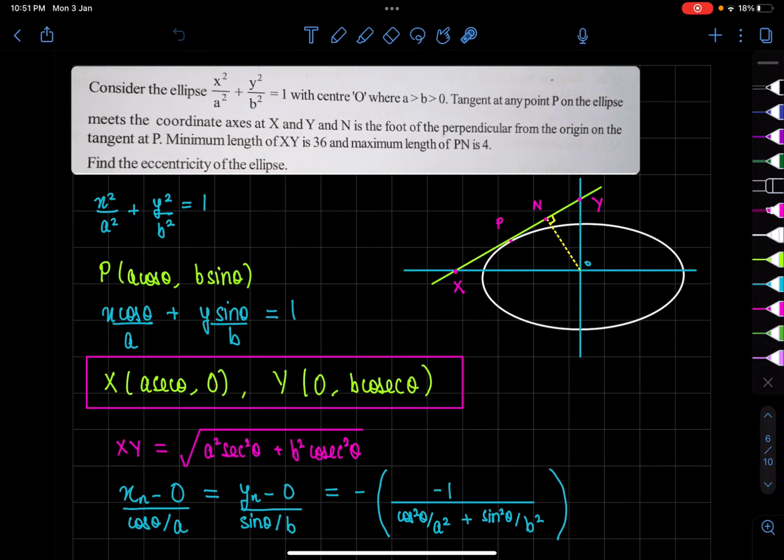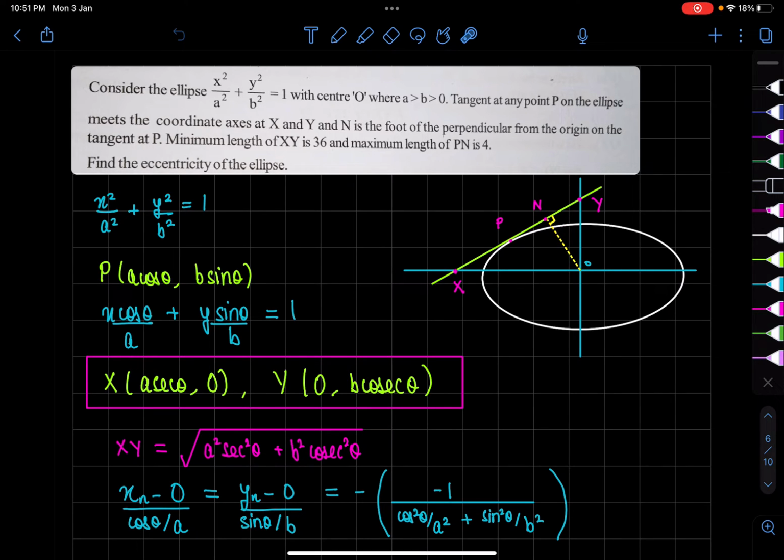So the x-axis at X and the y-axis at capital Y. And N is the foot of the perpendicular from the origin on that tangent. So I have drawn a tangent at some random point P which intersects the axes at X and Y, and N is the foot of the perpendicular from the origin to that tangent.